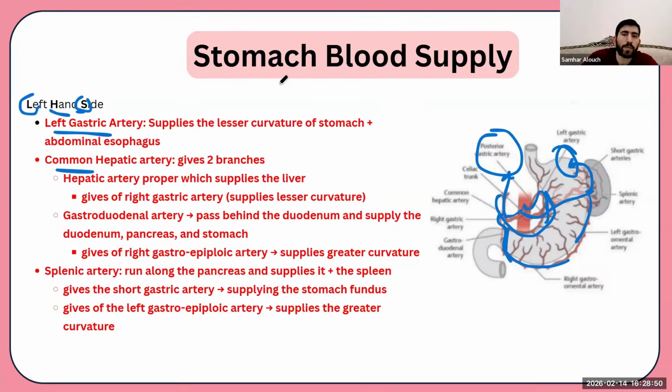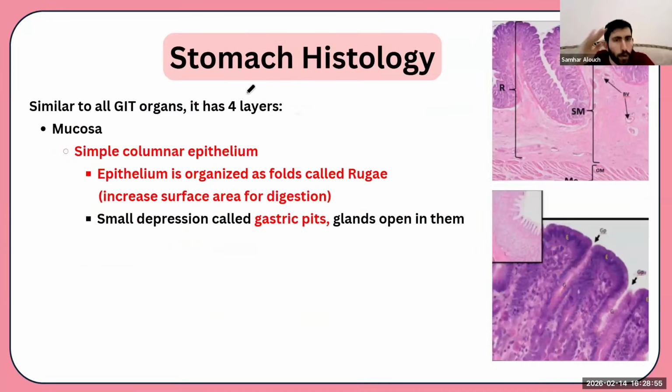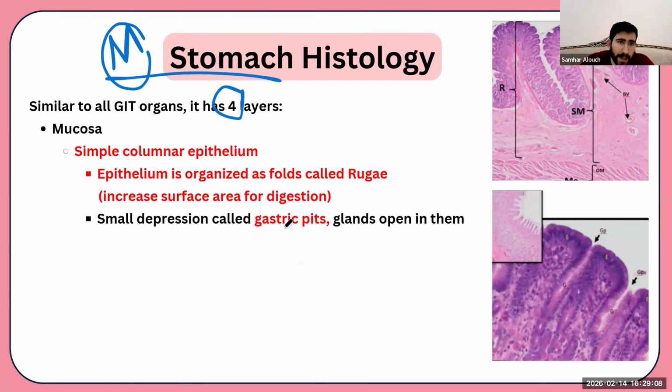Clear? Now let's go to the stomach histology. Stomach, like anything in the GI tract, is made of four layers: mucosa, submucosa, muscularis externa, and adventitia. However, all of them have glands in the submucosa, except the stomach. The stomach has them in the mucosa. Why? Because the stomach needs to digest everything very fast.